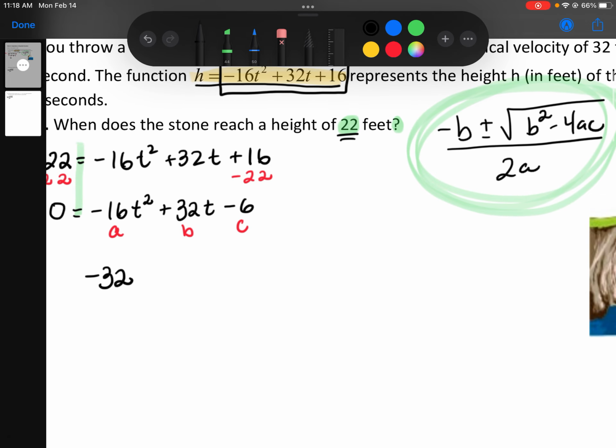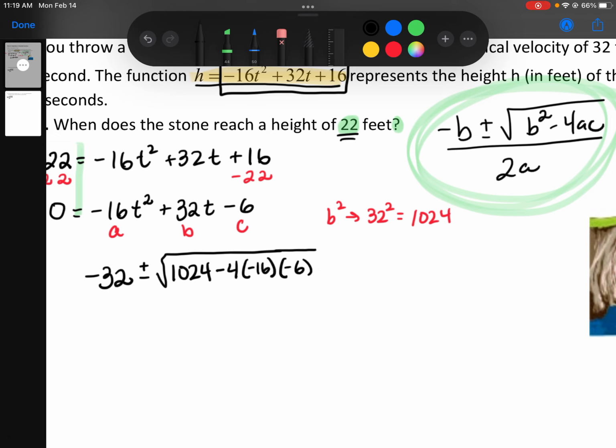Let me make sure we can still see this formula though. Plus or minus. Then we do b squared. So b squared in this case would be 32 squared. And I'm going to type that in. So 32 squared is, and you will get very big numbers today, 1024. So the square root of 1024 minus 4 times A, so negative 16, and then our C, which is negative 6. And then all of this is over 2 times negative 16.